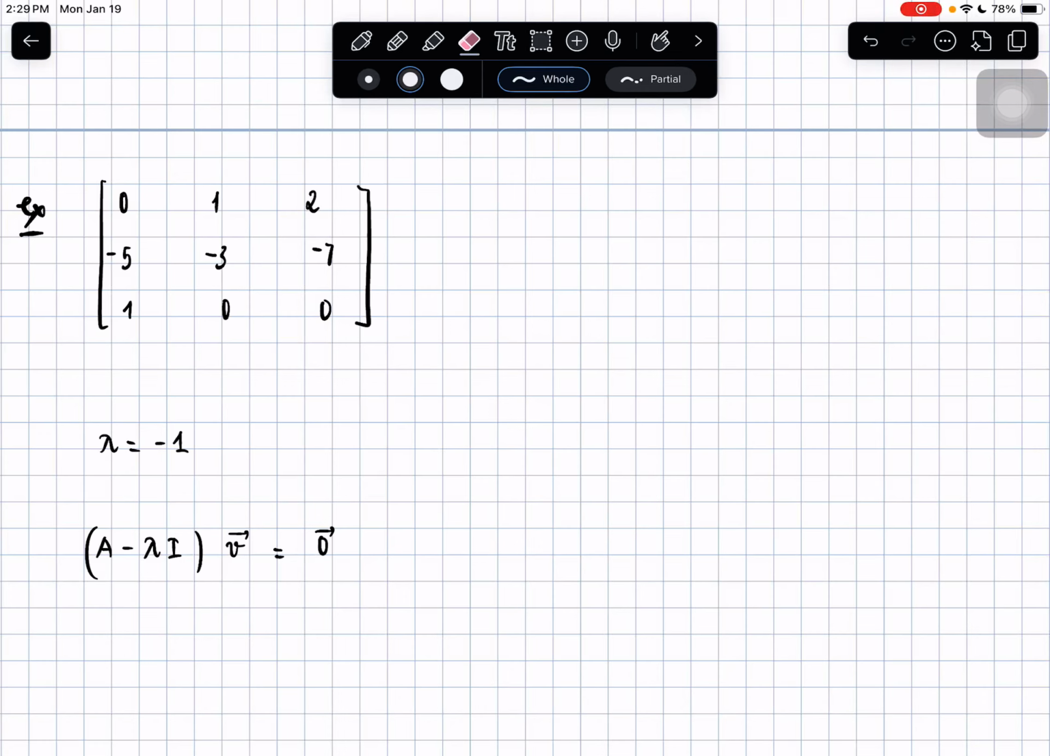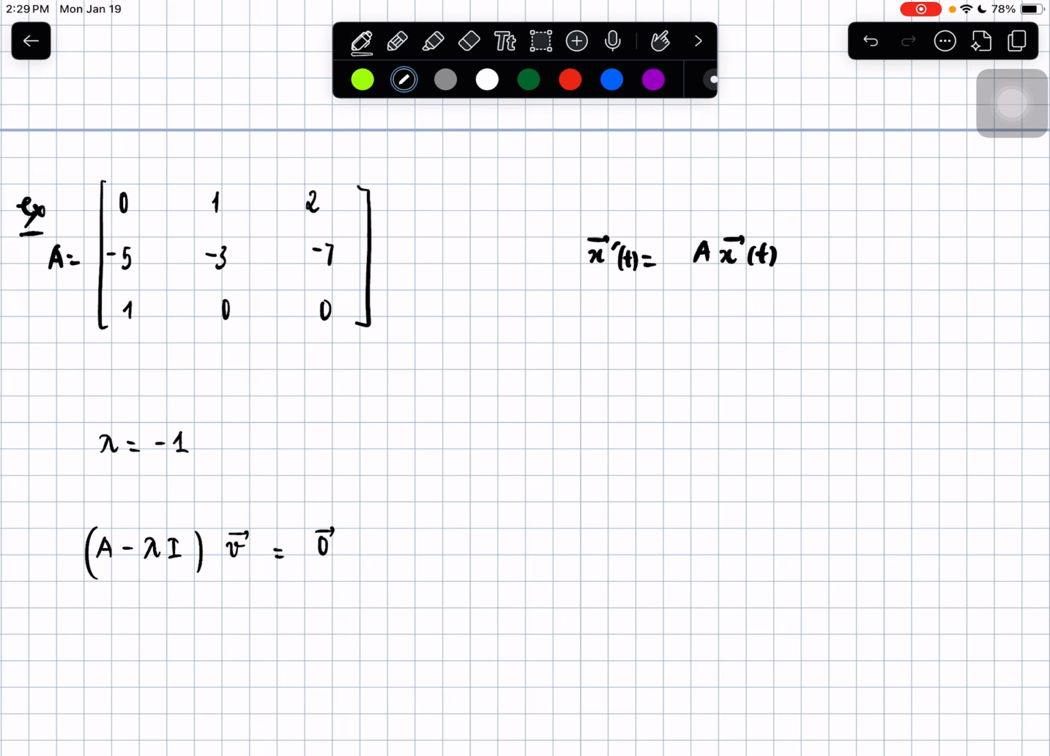Let's consider matrix A equal to this matrix. Consider the equation x prime equal to A times x. We need to find the general solution x(t). Here x is a function of t.